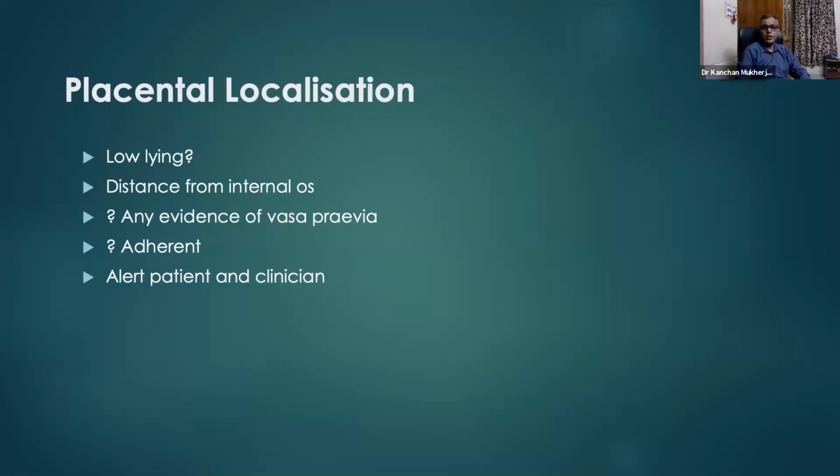Another example, placental localization. Many times you get a report low-lying with previous cesarean section, and the report does not say whether there was any evidence of adherence. But it has to be mentioned. It has to be mentioned, otherwise there will be disaster if it was a missed placenta accreta. Whether there is any evidence of vasa previa.